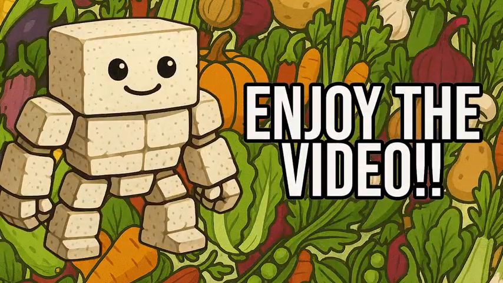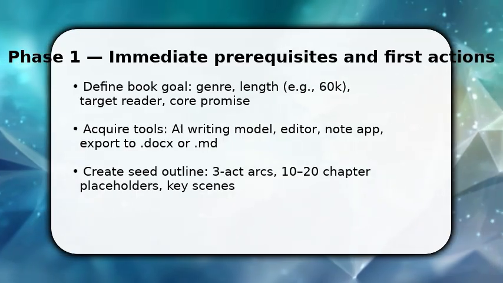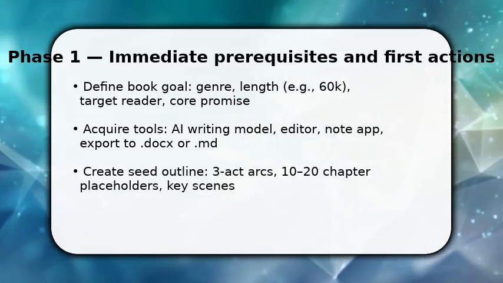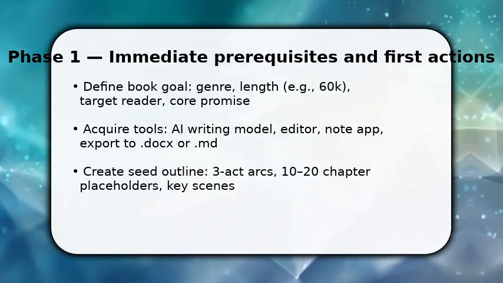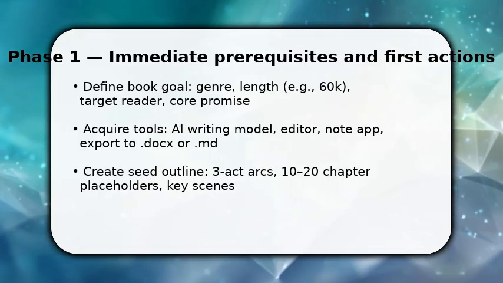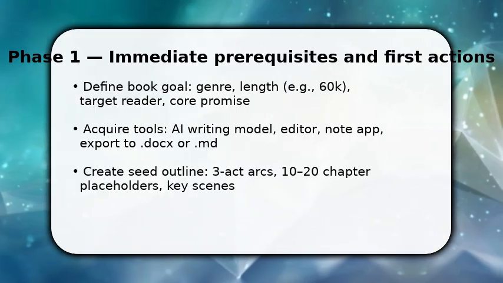Please enjoy the video. You begin with essentials: a clear goal, basic tools, and a seed outline. First, state your book's promise, genre, and target reader, then pick an AI model and a simple editor. Once done, draft a 10-20 chapter scaffold with 3-act arcs and key scenes as prompts.